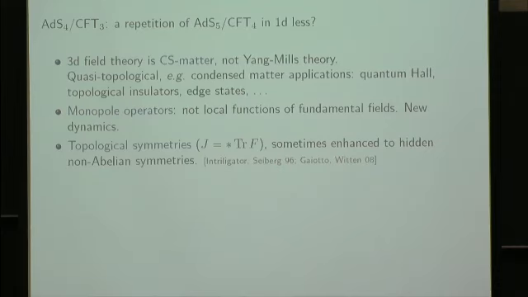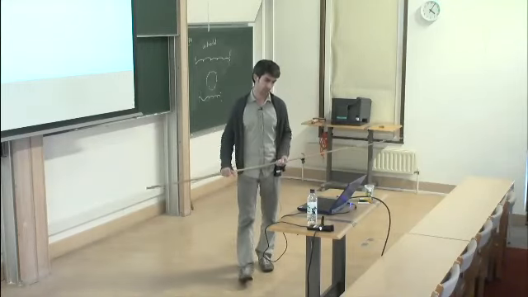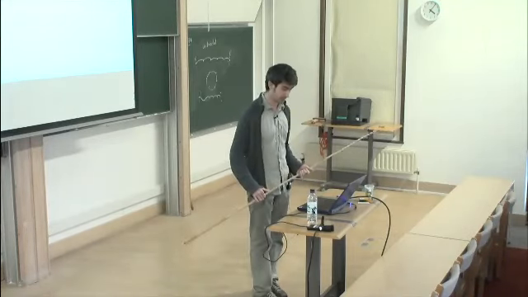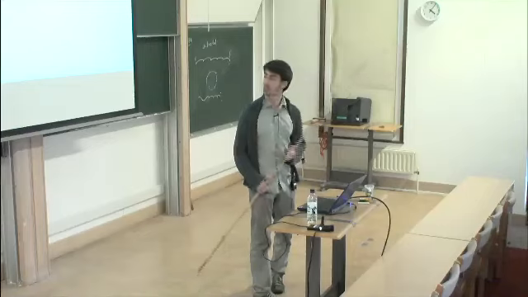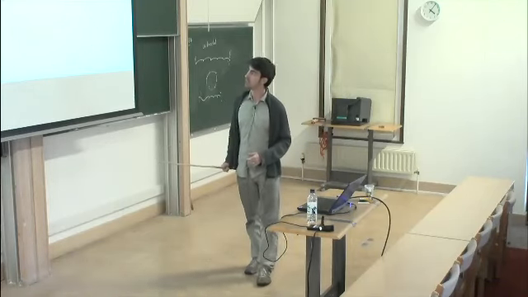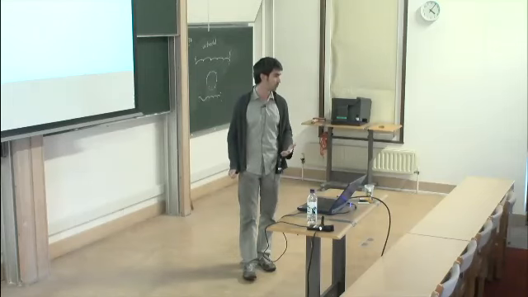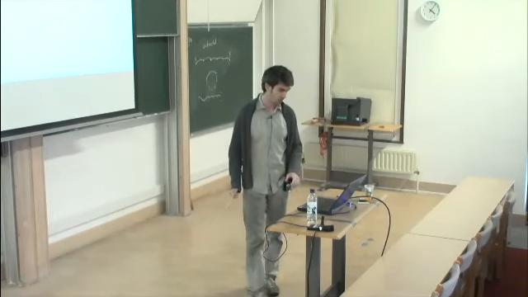And moreover, what can happen in the quantum theory is that these topological symmetries, which are abelian, can actually enhance to form non-abelian symmetries. And these are called hidden because for these enhanced symmetries, not only the action of the symmetry, but even the current are not manifest. In fact, they correspond to monopole operators.